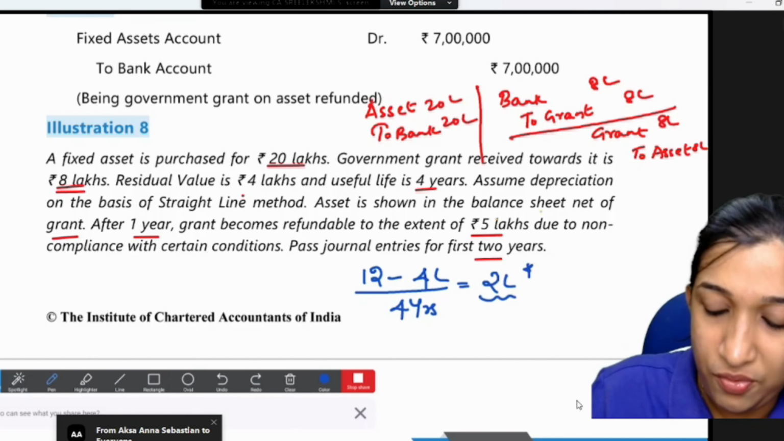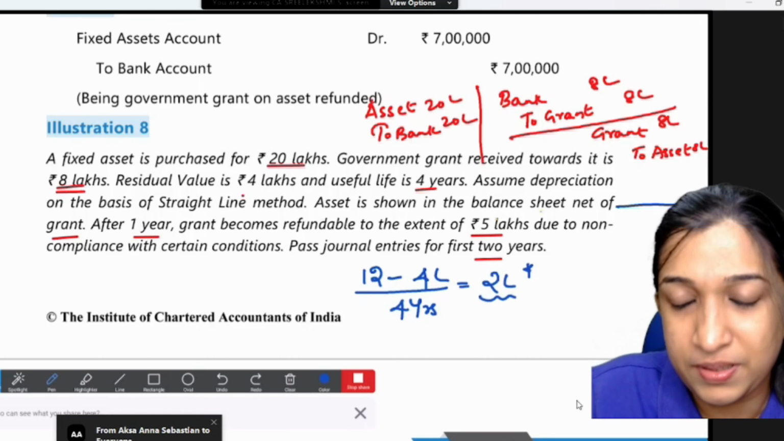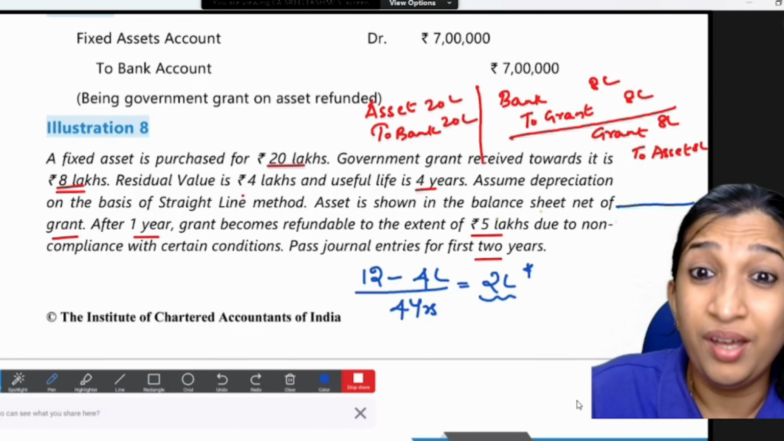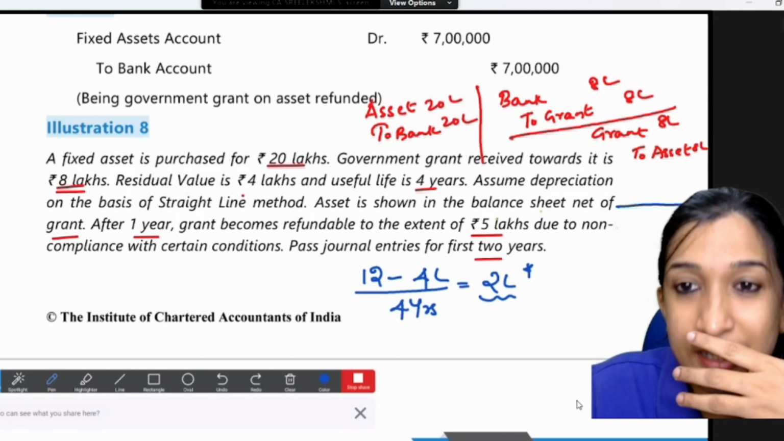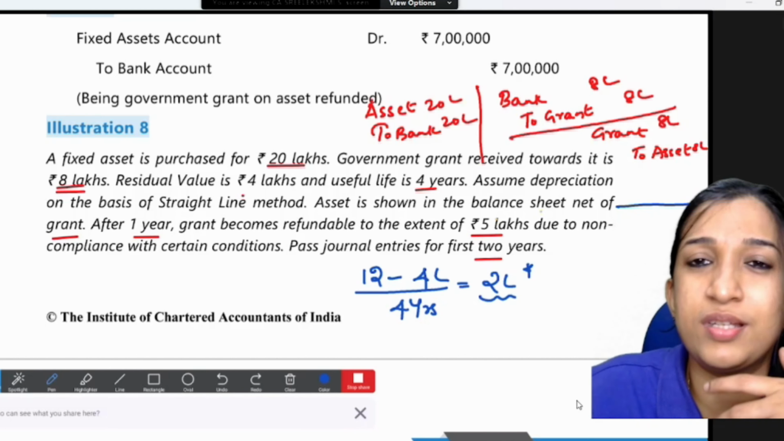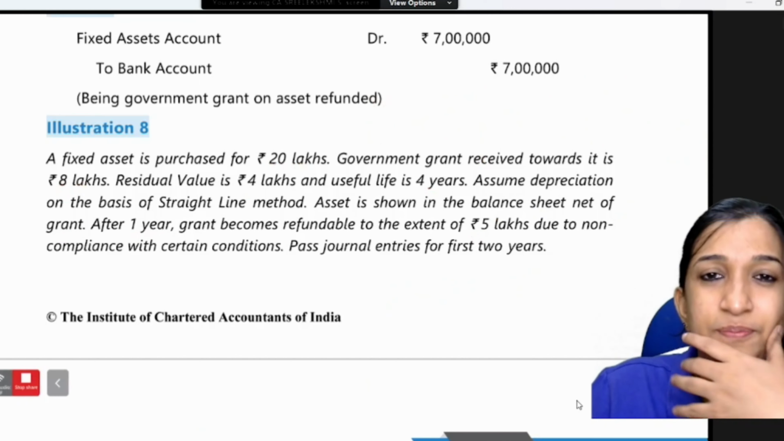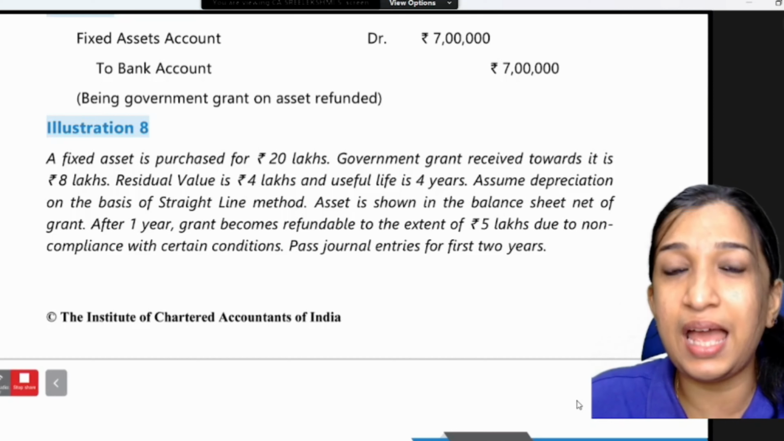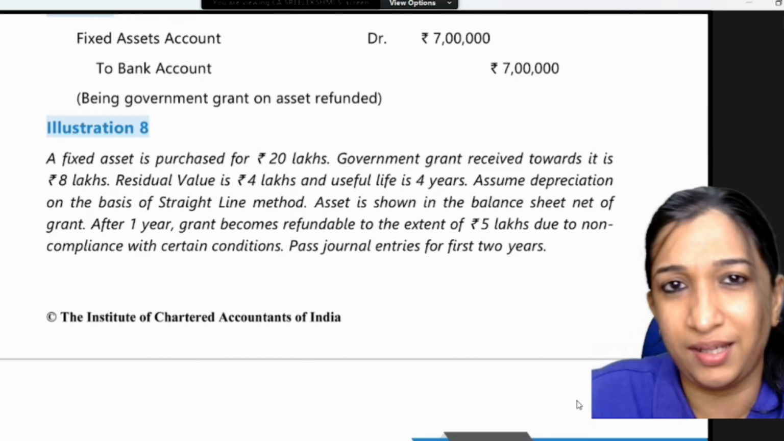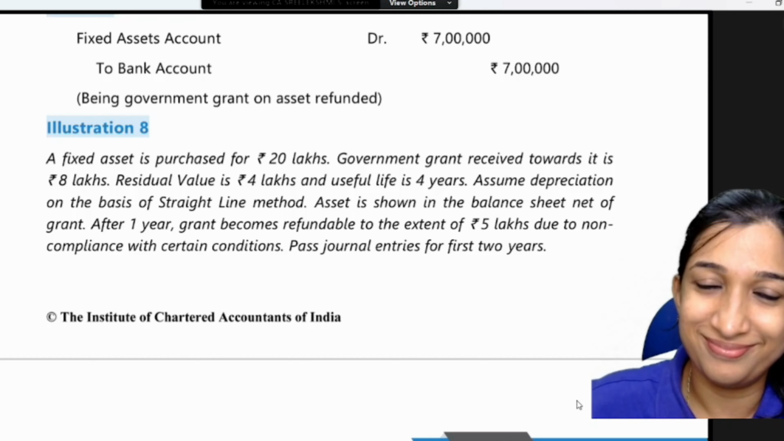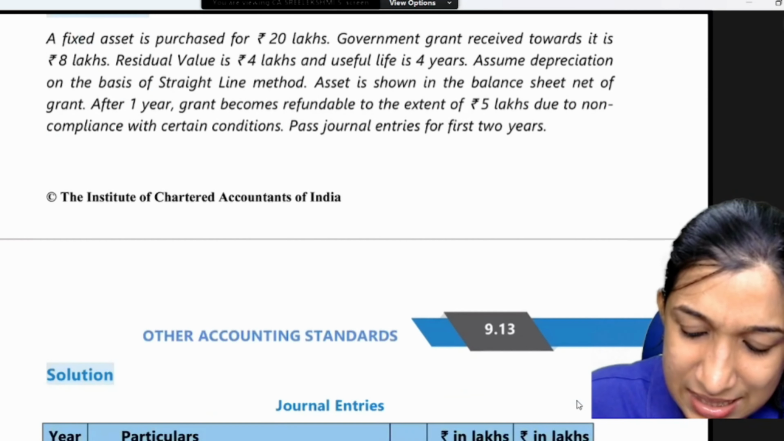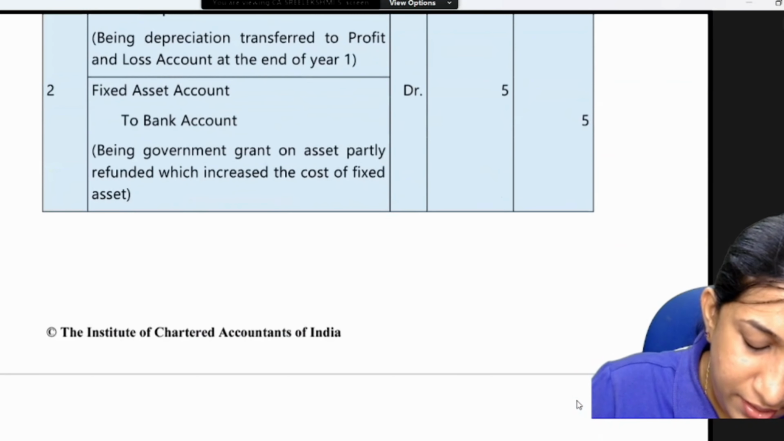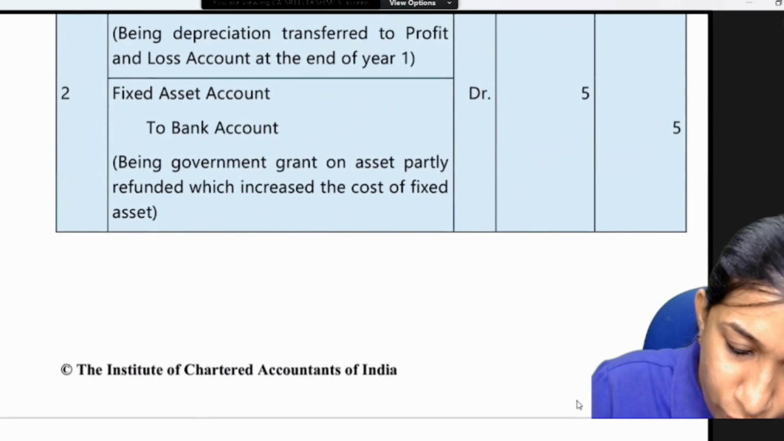So first year you pass the entry: depreciation to asset, P&L to depreciation. Then second year, the grant is refundable. So what is the journal entry when grant is refundable? How much grant is refundable? 5 lakhs grant is refundable. So what will be the entry? Asset to bank.